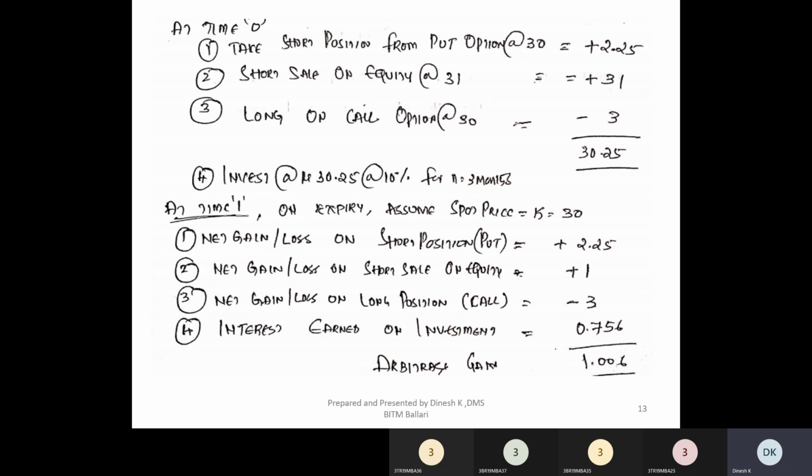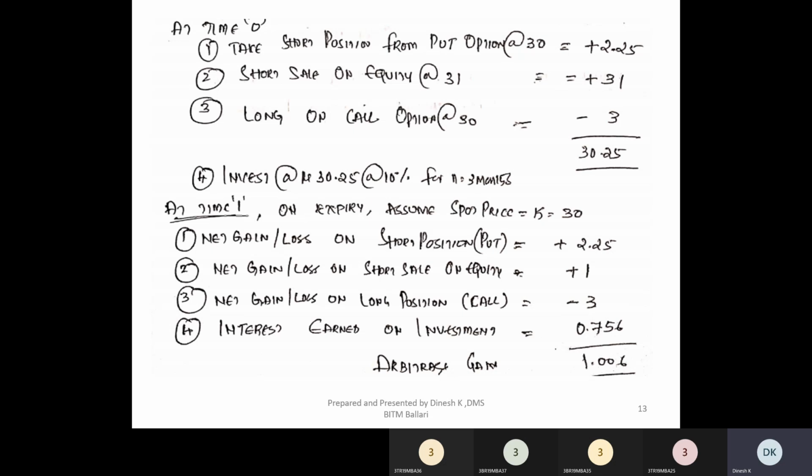Even if he executes, it will not make any difference for a put buyer, nor for a seller, because the strike price and the spot price are the same. Hence, the put seller has already received 2.25. Whether the put buyer executes or withdraws doesn't make any difference there. So 2.25 is the same gain.